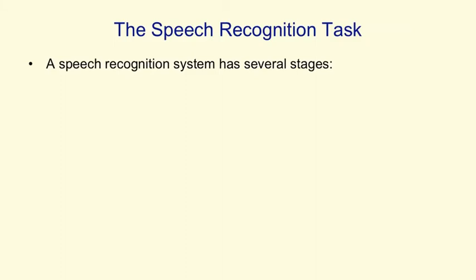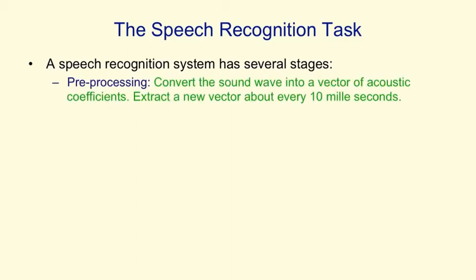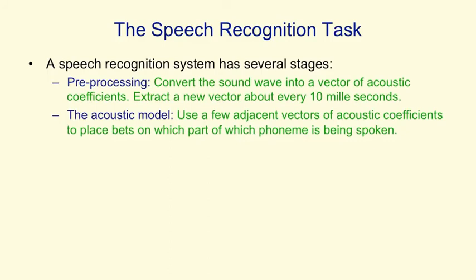Another task that neural nets are now very good at is speech recognition, or at least part of a speech recognition system. So speech recognition systems have several stages. First, they pre-process the sound wave to get a vector of acoustic coefficients for each 10 milliseconds of sound wave. And so they get 100 of those vectors per second. They then take a few adjacent vectors of acoustic coefficients, and they need to place bets on which phoneme is being spoken. So they look at this little window, and they say, in the middle of this window, what do I think the phoneme is, and which part of the phoneme is it?